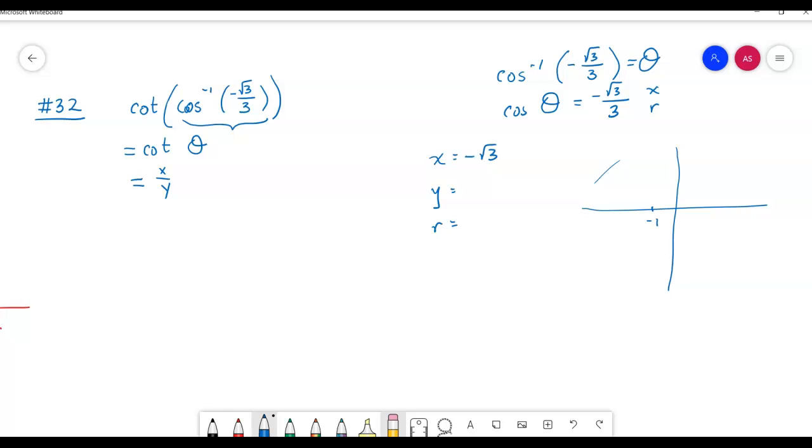So negative 1, negative 2. Root 3 is about 1.7, so negative root 3 is about negative 1.7. My r value is 3, so there's negative 3, so I need to make that about there. So I have r is 3. My x, the length of the base, is root 3, which is about 1.7. I don't know y yet, but I'll find it. I need y to find cotangent.